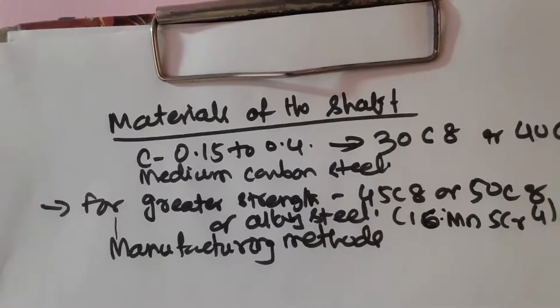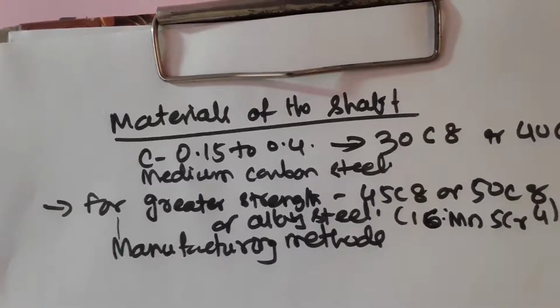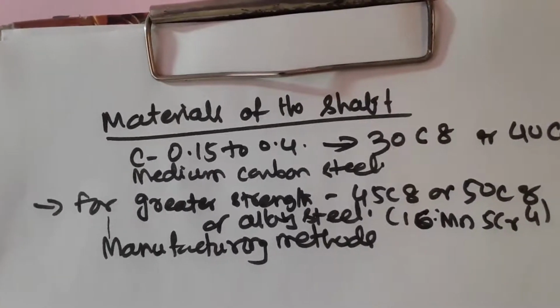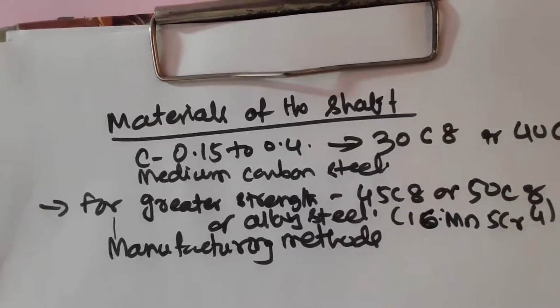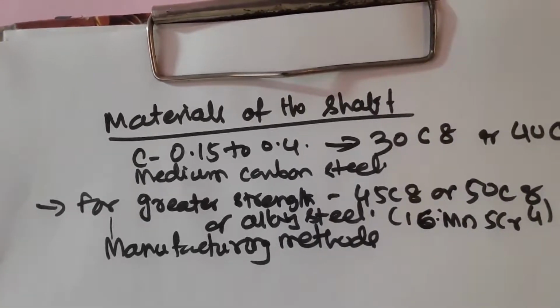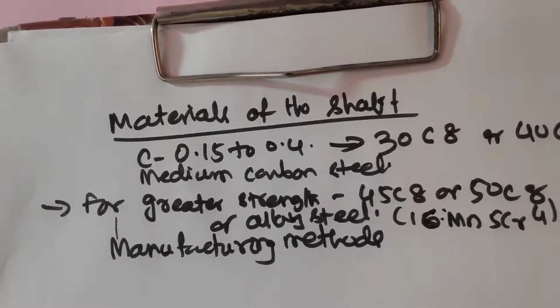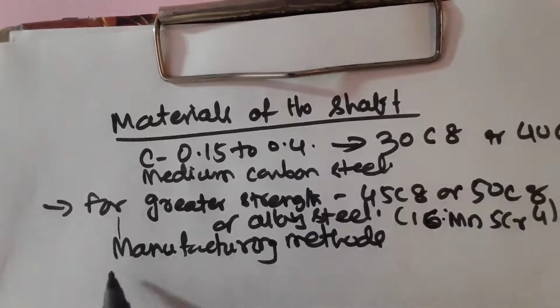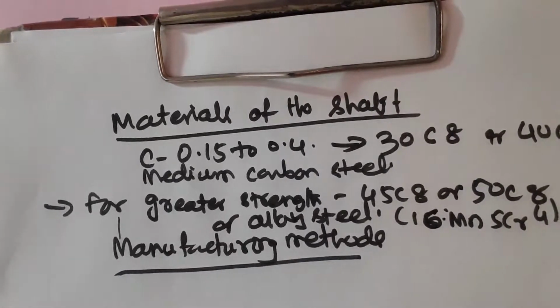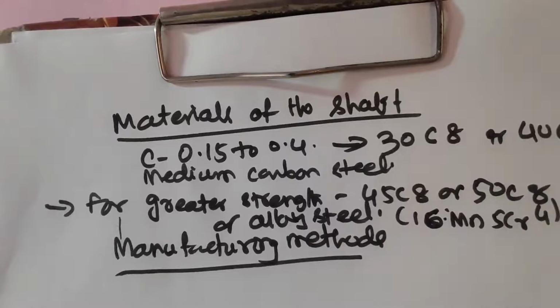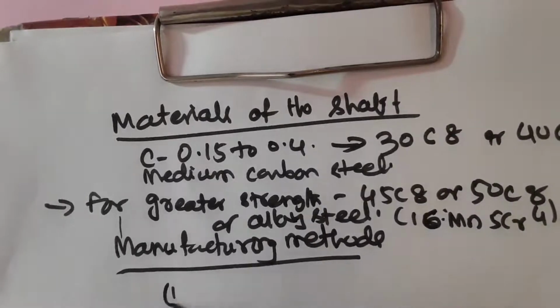Alloy steel possesses higher resistance to corrosion as compared to plain carbon steel. Therefore, in some applications, these advantages justify the higher cost of alloy steels. So in that case, we use alloy steels. Commercial shafts are made of low carbon steels. They are produced by manufacturing methods. One is by hot rolling.